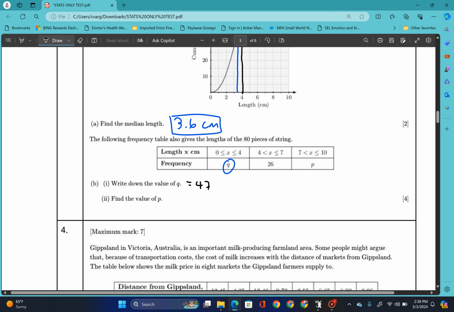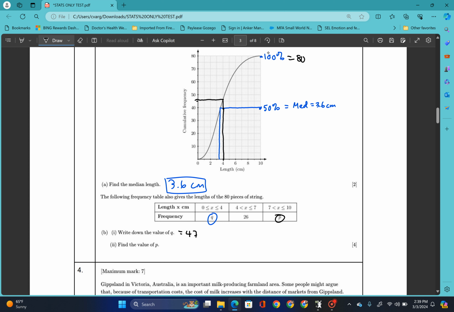Okay. So we know that the total frequency, right, that 100% is equal to 80, right? That's our total. So we want to find what P is, right? We're looking for this number right here, okay? So the whole thing is 80. So if I do 80 minus that 47 that we just found out, right? 80 minus 47 is equal, and then we have to take that number and subtract the 26, right?